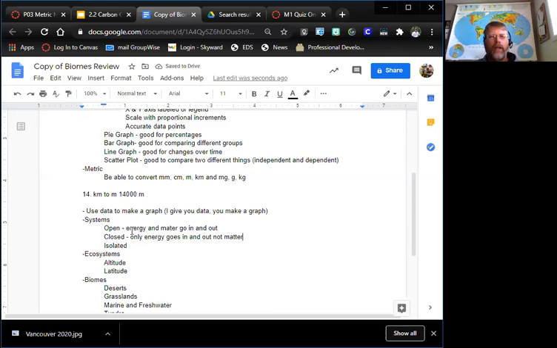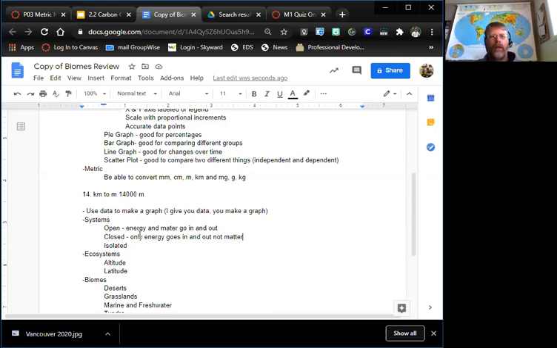So energy can go in or out, but not matter. This is going to be some sort of closed container. So if you had something like a pot that had a lid on it, and you put that pot on the stove, the stove is going to push heat energy into the pot, but the water inside the pot cannot leave. So that would be a closed system.